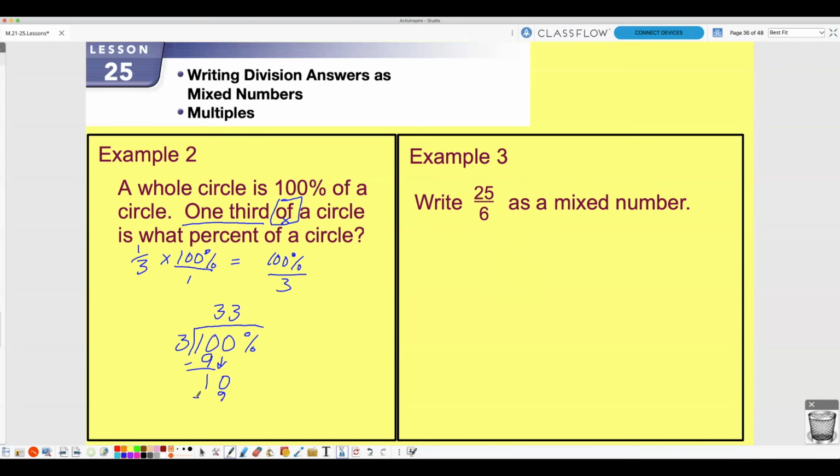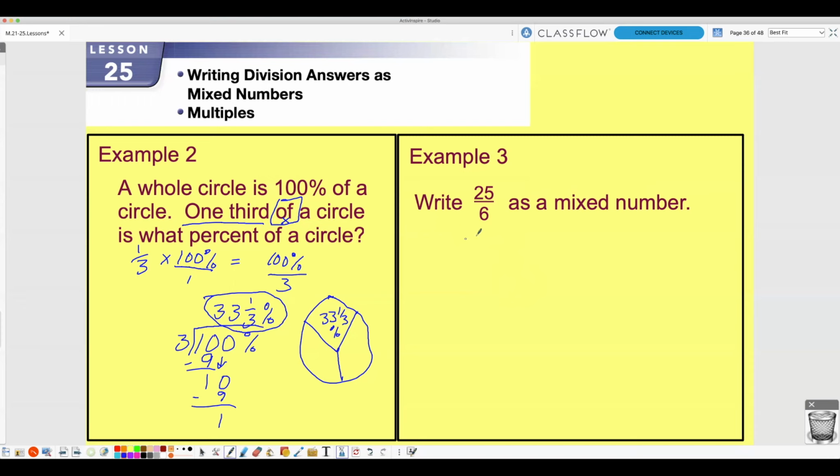This would be 9. Subtract that, that'd be a remainder of 1. Or when we're doing mixed numbers, the remainder becomes the numerator. This becomes the denominator. And then you put your label on there. It'd be 33 1/3% is what 1/3 of a circle is. So if you have a circle and it's split up equally into 3 equal parts, this would be 33 1/3%. So would this one and this one.